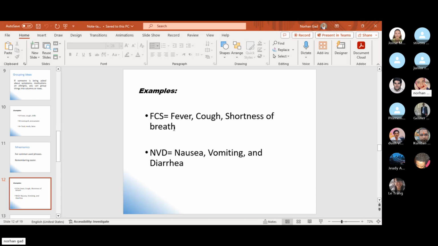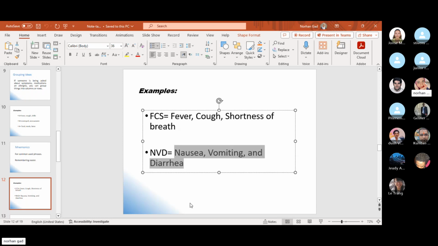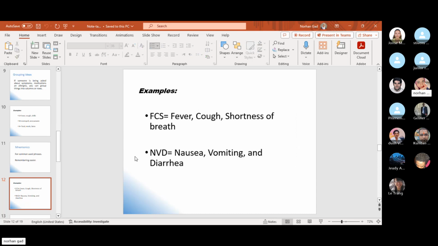So fever, cough, and shortness of breath, this is usually a combo that providers ask about whenever a patient comes complaining about a problem with the lungs or the respiratory system or with their breathing. And nausea, vomiting, and diarrhea are combo symptoms that providers usually ask about when patients are suffering from any problem with their stomach. Okay. So again, especially with abbreviations and mnemonics, please don't change the mnemonic or the abbreviation that you're using.